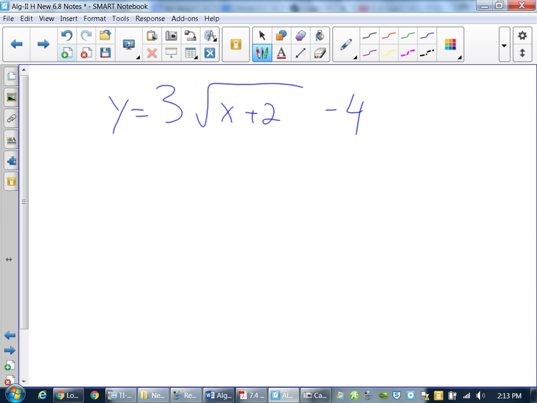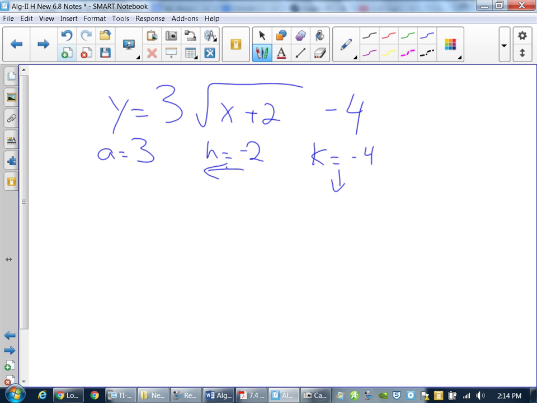So here, what's your a? 3. This 3 is called a scalar. It's just a multiplier of how fast it's going to increase or how slow it could increase. If it's negative, it would reflect it, things like that. Your h value here is what? -2. If my h value is -2, which direction is it going to move it? Left. So it's going to go left 2. And then my k value is -4, which means it's going to go what direction? Down how many? Down 4.